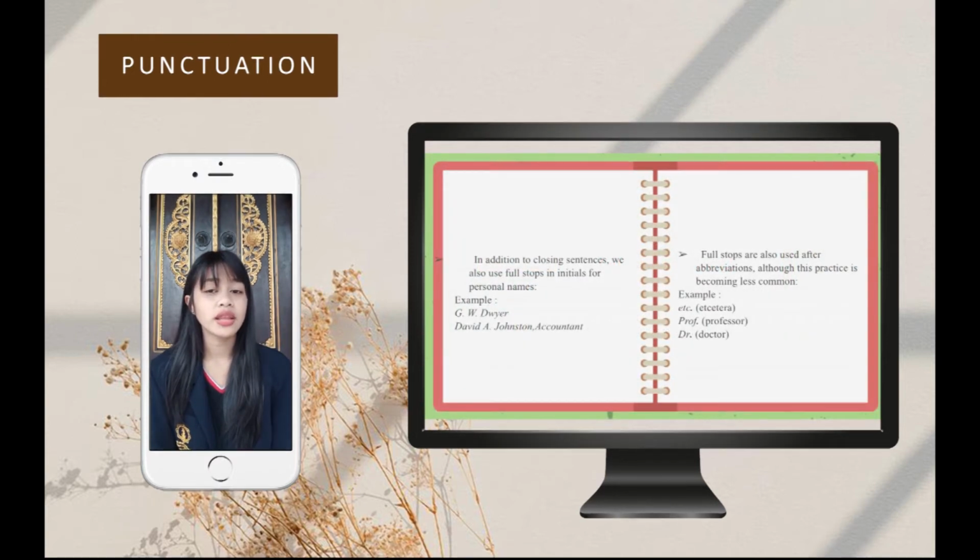In addition to closing sentences, we also use full stop in initials for personal names. For example, G. W. Dwyer, David A. Johnston, accountant. Full stops are also used after abbreviations, although this practice is becoming less common. For example, etc. refers to et cetera, Prof. refers to professor, Dr. refers to doctor.